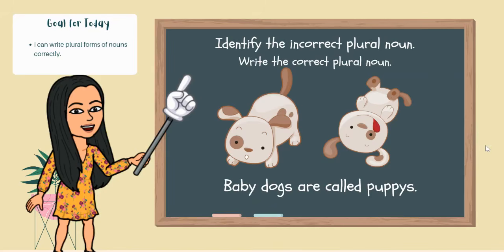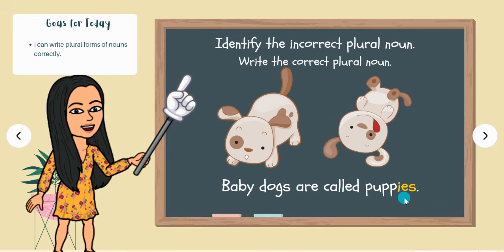Let's look at this last example. Can you identify the incorrect plural noun? Once you identify it, can you write it correctly? I'll read the sentence out loud. Baby dogs are called puppies. When you're ready to find out the answer, play this video. If you identified that puppies was the incorrect plural noun, then great job. To write the plural form of puppies, you would have changed the Y to an I and added an ES.